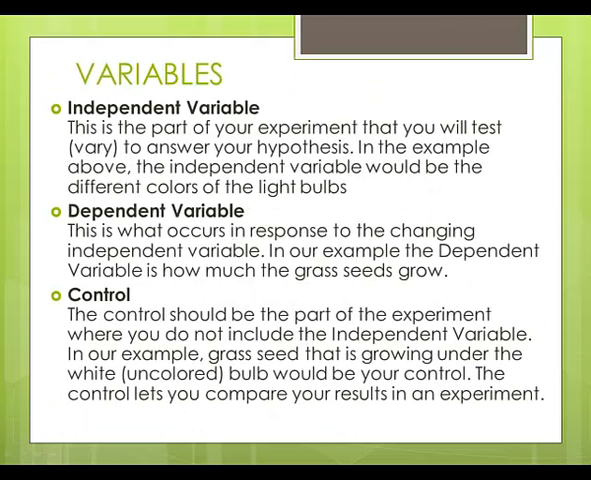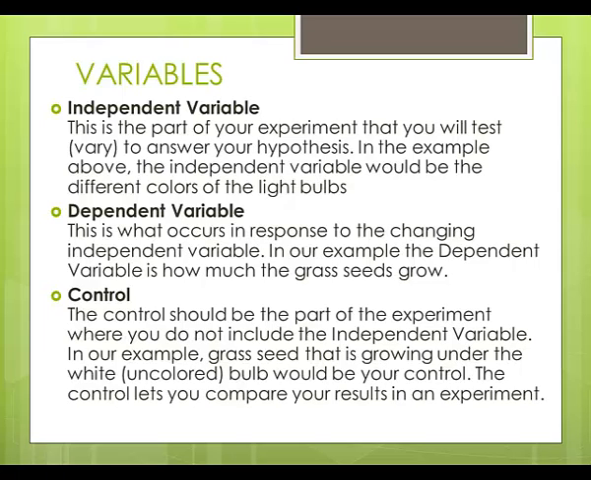There are variables, and you need to understand what variables are. You have an independent and a dependent variable. The independent variable is what you change. In this example, the only thing that we're going to change is the color of the light bulb. The dependent variable is what happens as a result of us changing the independent variable. So what's going to happen as a result of changing the light?